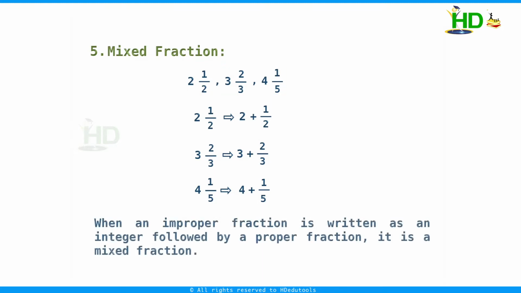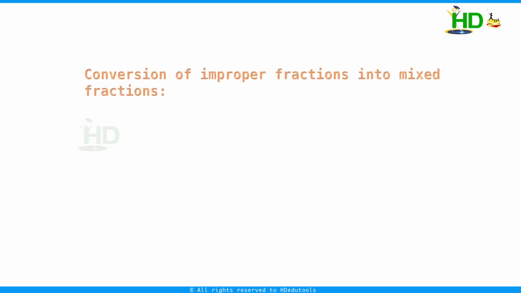That is, when an improper fraction is written as an integer followed by a proper fraction, then it is called a mixed fraction. Conversion of improper fractions into mixed fractions. Now take an improper fraction, say 5 by 2. When we divide 5 by 2, we'll get the quotient as 2 and the remainder as 1. Therefore, this 5 by 2 can be written as 2 1 by 2. That is, 5 by 2 is equal to 2 1 by 2.